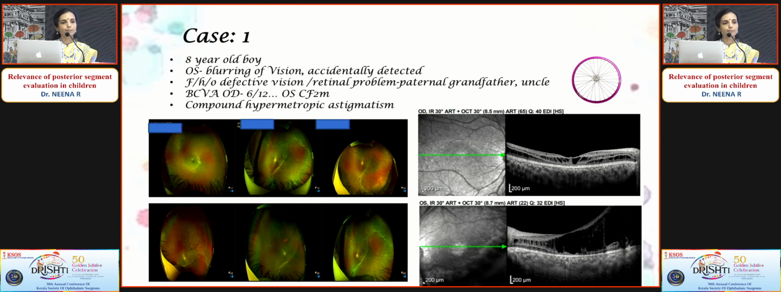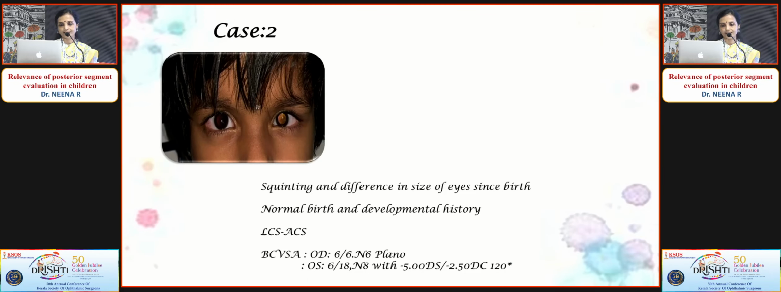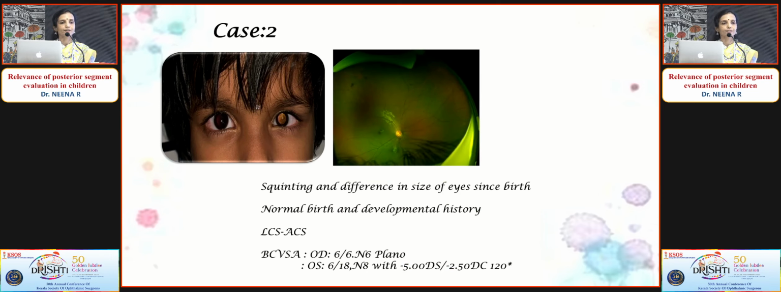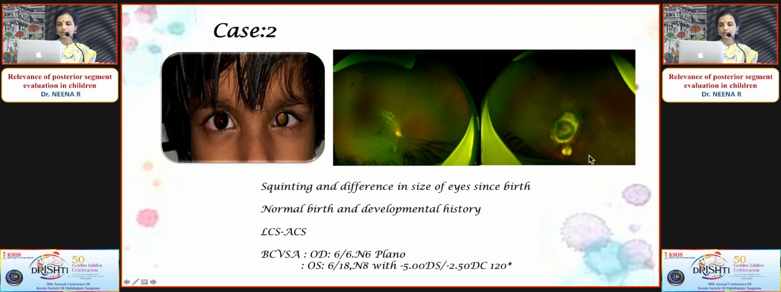So this is a typical bicycle spoke wheel maculopathy, which you can see on 90D, but otherwise OCT will pick it up. So this was another case of a 5-year-old girl brought again with squint, left convergent squint. The eye was a little smaller, and she had a best corrected visual acuity of 6/18, N8 with a -5 sphere and a -2.5 cylinder at 120 degrees. So again, very important to look into the fundus before you say it is just refractive error causing amblyopia. What you see is she has a large optic nerve head coloboma in the left eye.